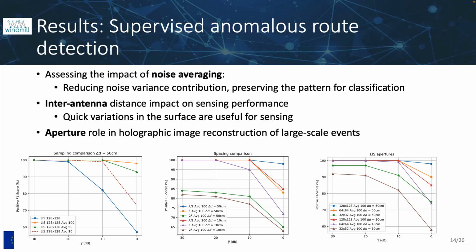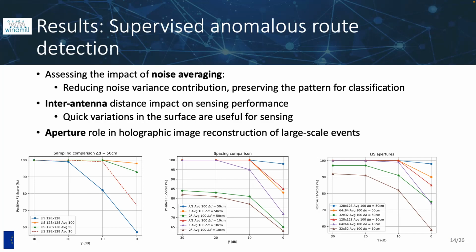Then the next one is what is the impact of the spacing between antenna elements. What we see here is that the lower the spacing between antennas, the better the sensing performance, the better we are able to detect. So this is mainly showing that the quick variations of the signal along the surface are providing meaningful information, because it's actually impacting quite much the performance.